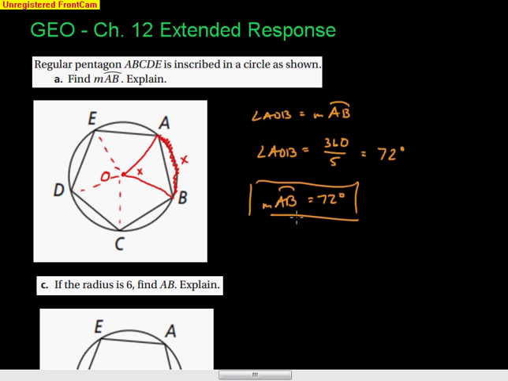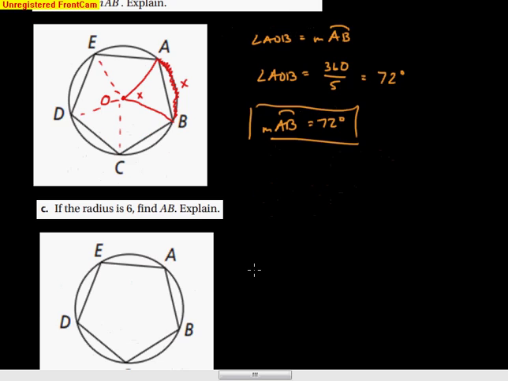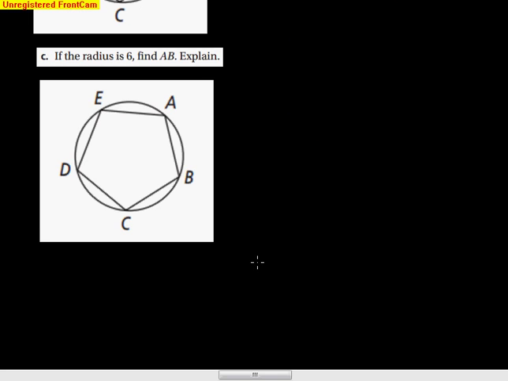Alright, so now the next part is the cool part. Here we go. It's saying if the radius is 6, find AB. Find the length of AB, not arc AB, but segment AB. Okay? So how am I going to do that? Well, I'm going to draw the same kind of picture again. I'll do it in blue this time. So here's my center, O. I'm going to draw those 2 radii like I had, O to A, O to B. And now these are 6s.